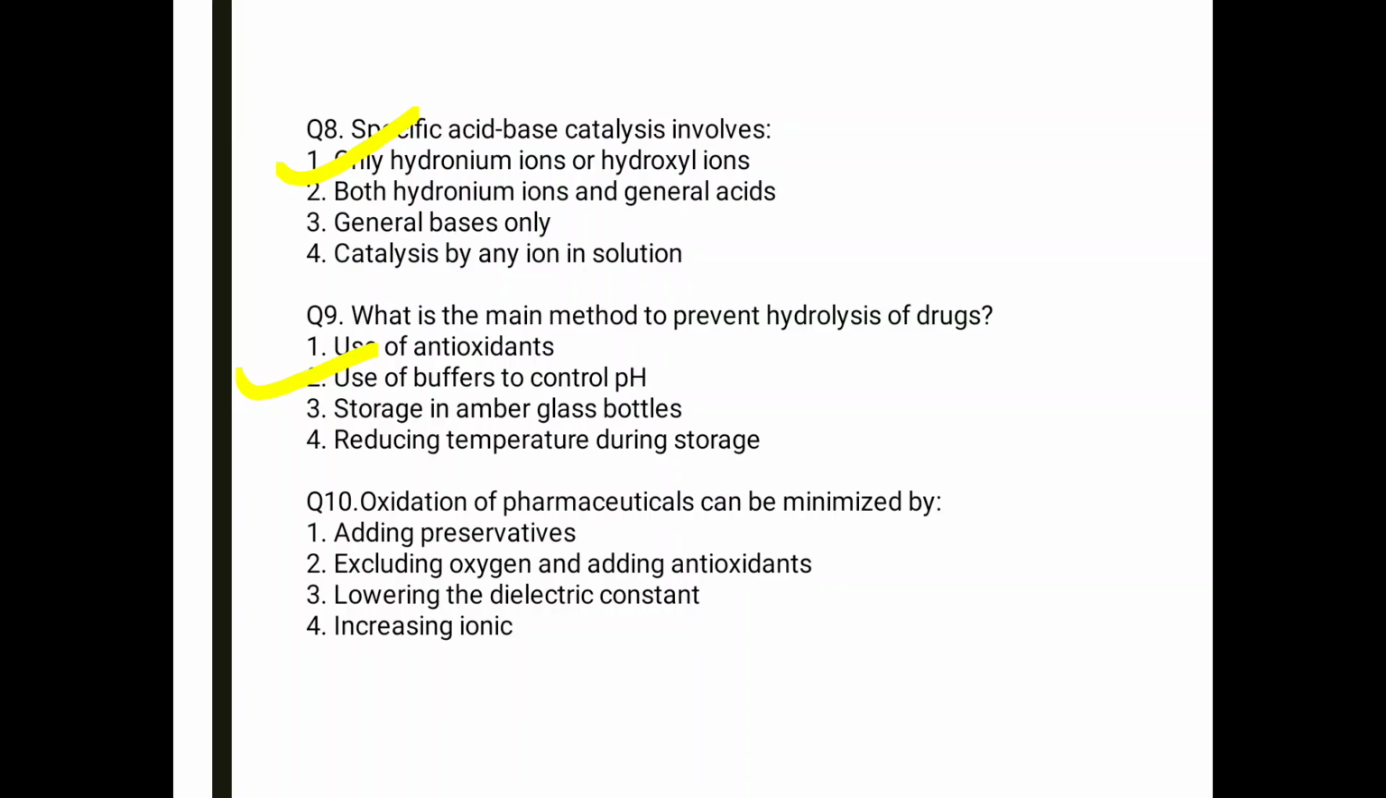Next, question number 10. Oxidation of pharmaceuticals can be minimized by: first, adding preservative; second, excluding oxygen and adding antioxidant; third, lowering the dielectric constant; and fourth, increasing ionic strength. So here, oxidation of pharmaceuticals can be minimized by adding antioxidant.